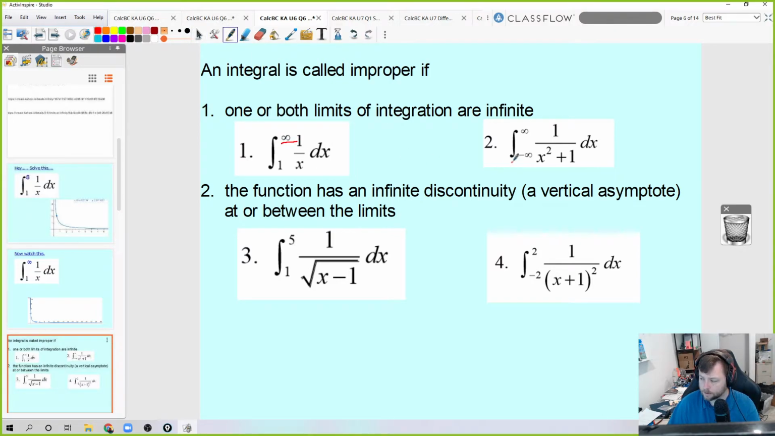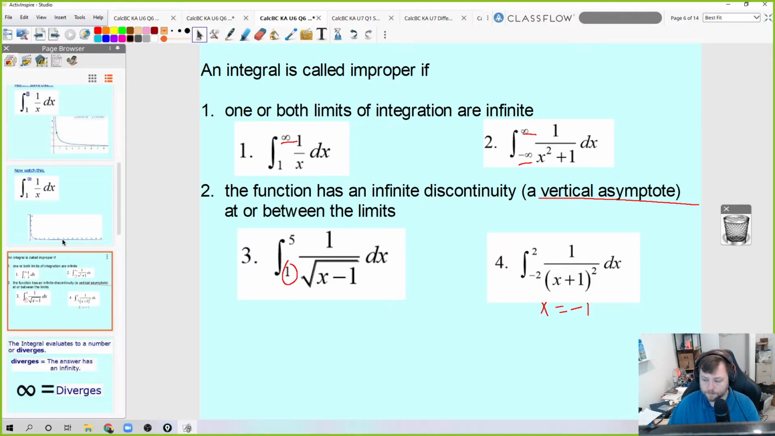So this is obvious. I've got some infinite limits for each of these. But if you divided by 0, that would be an infinite discontinuity, a vertical asymptote. In this case, 1 would divide by 0. You plug in 1 here. So that's why we call it improper. In this case, I go from -2 to 2, and that's fine. But if you plugged in x equals -1 here, we'd have an infinite discontinuity. So these are why we have to do improper integration.